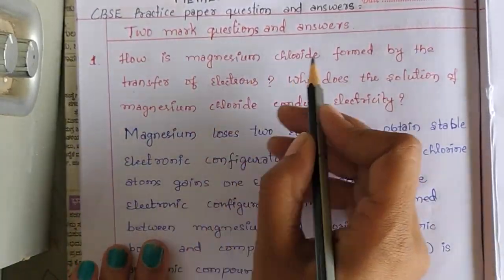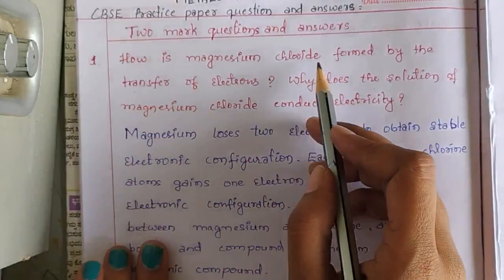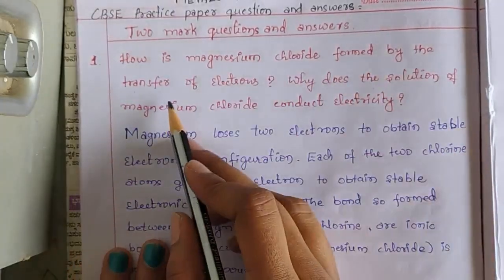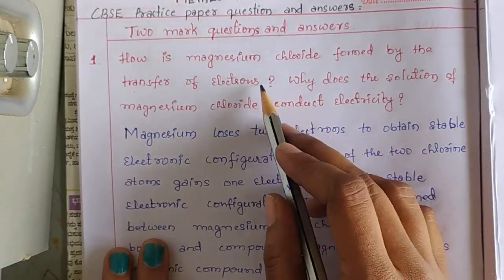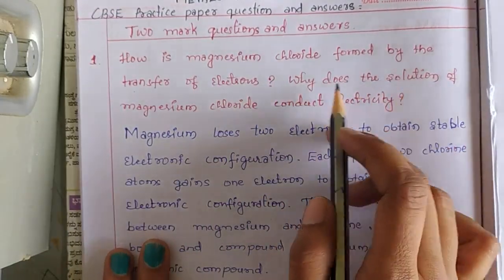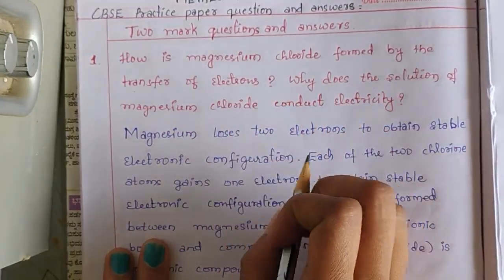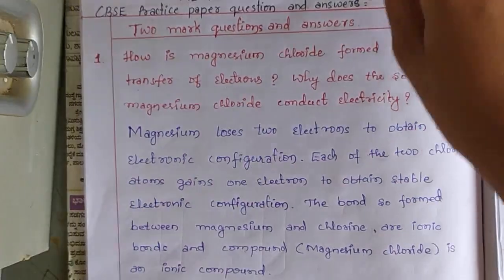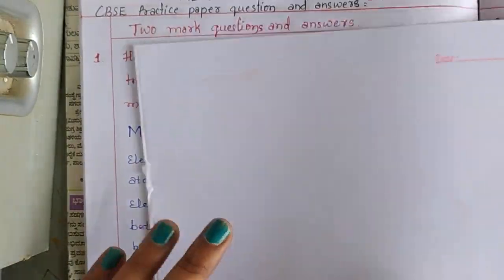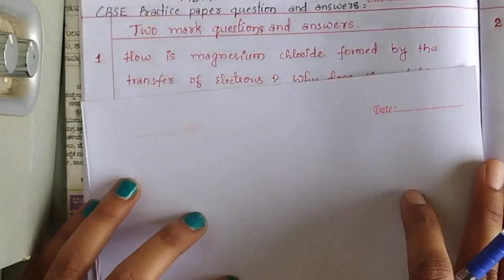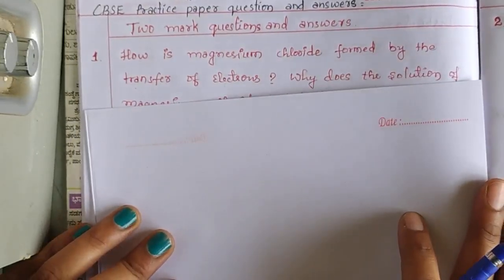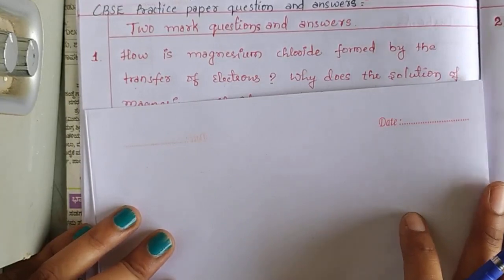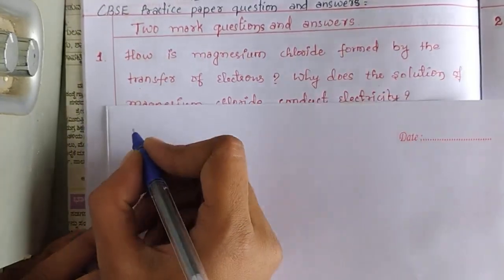First question: How is magnesium chloride formed by the transfer of electrons? And this is another one: Why does the solution of magnesium chloride conduct electricity? See here, children, we know that magnesium chloride is formed by the transfer of electrons.